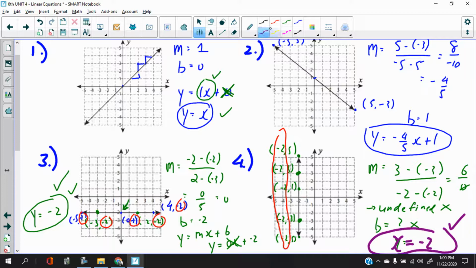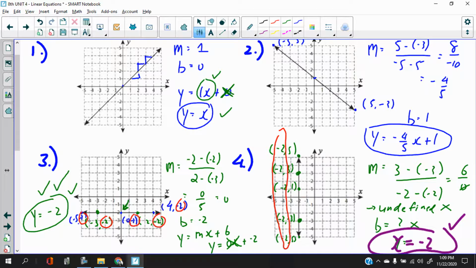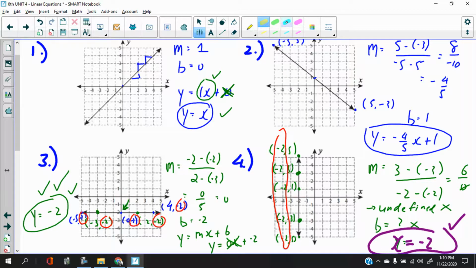So what does that mean? Y equals negative 2. Y is always negative 2, so y equals negative 2. Here, x is always negative 2, so x equals negative 2. Okay, so two things you gotta look out for. When the lines are diagonal, like this, or like this, you're good.